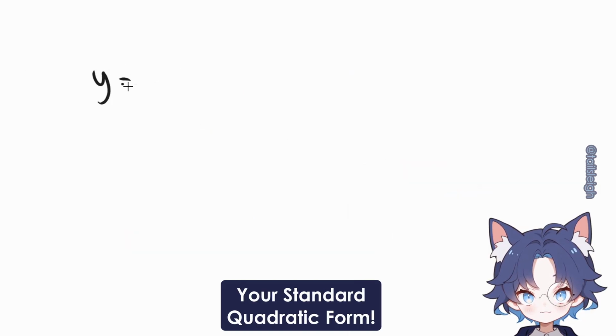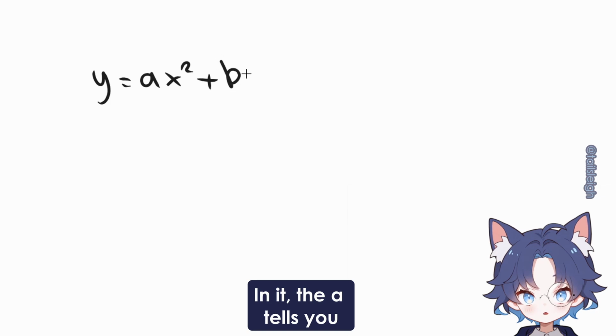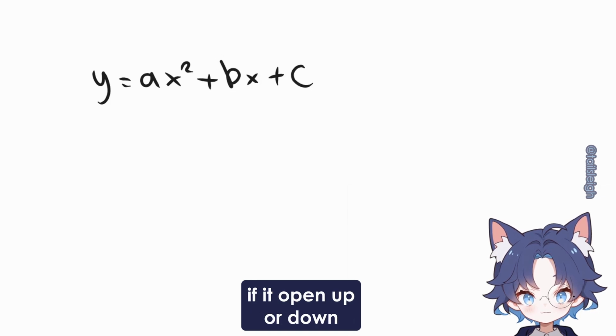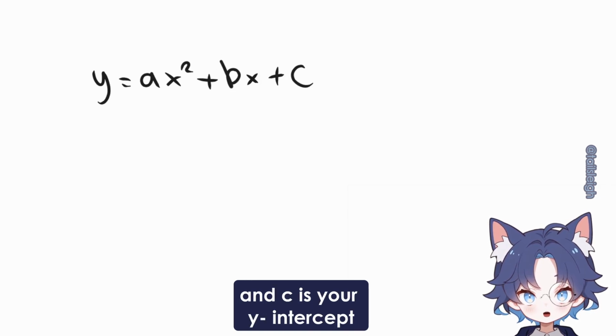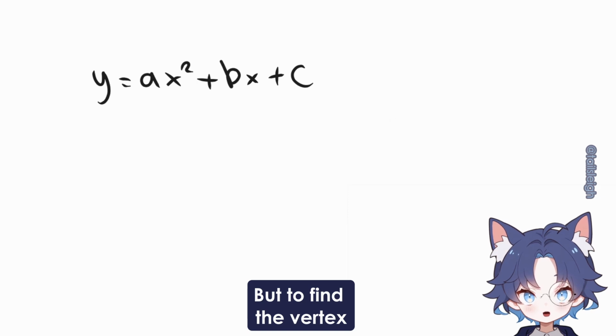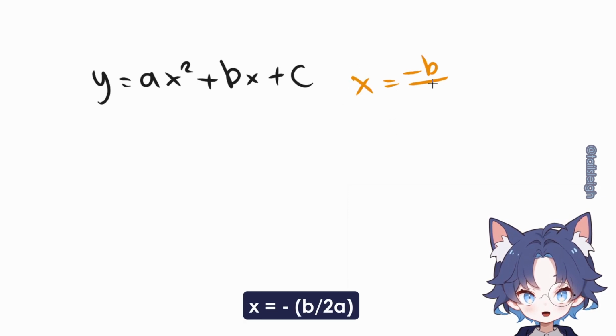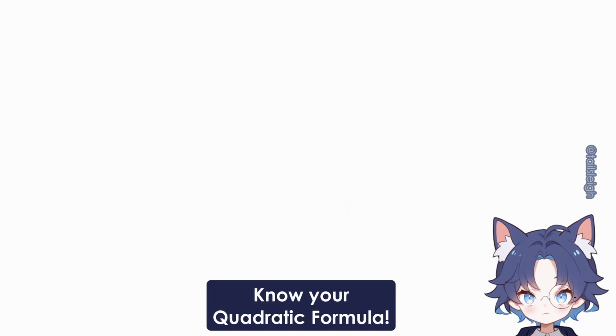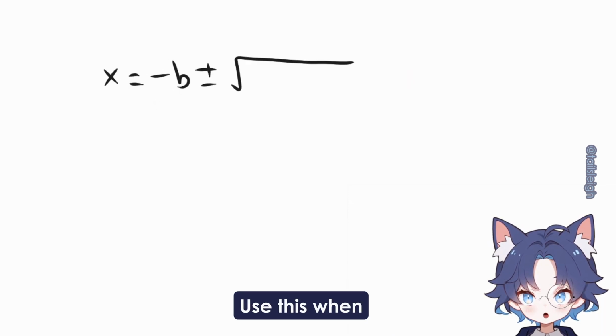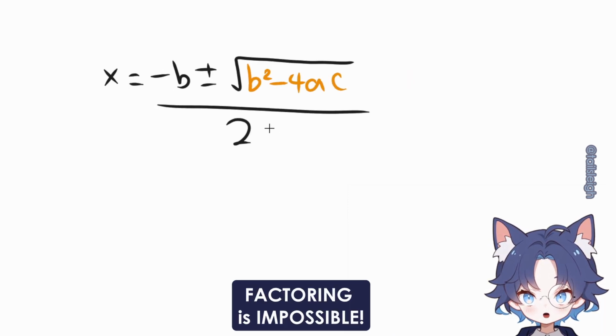Your standard quadratic form. In it, the a tells you if it opens up or down, and c is your y-intercept. But to find the vertex, you need the formula x = -b over 2a. Know your quadratic formula. Use it when factoring is impossible.